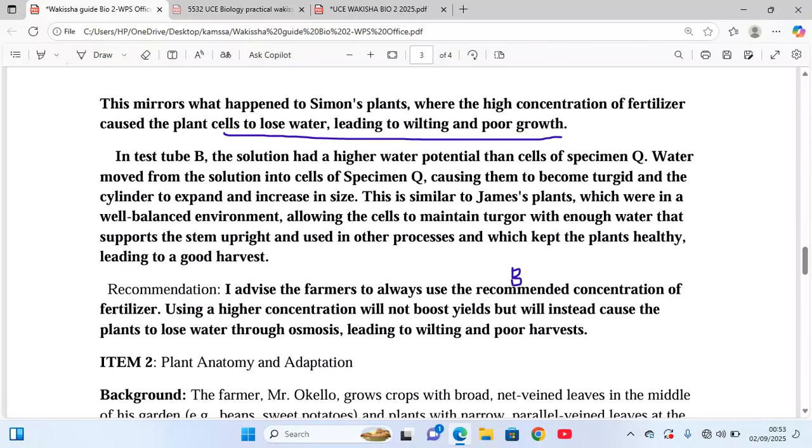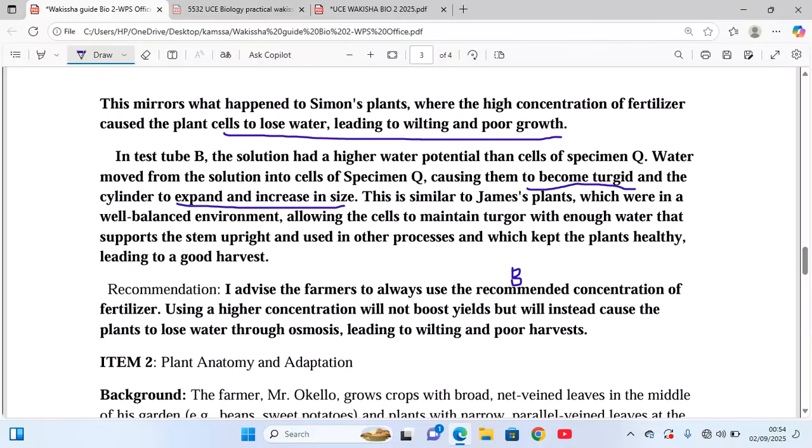In test tube B, the solution had a higher water potential than cells of specimen Q, meaning solution B is less concentrated. Moreover, it is just distilled water, meaning it has more water than the Irish potato. So water moved from the solution into cells of specimen Q, causing them to become turgid, and the cylinder to expand and increase in size.